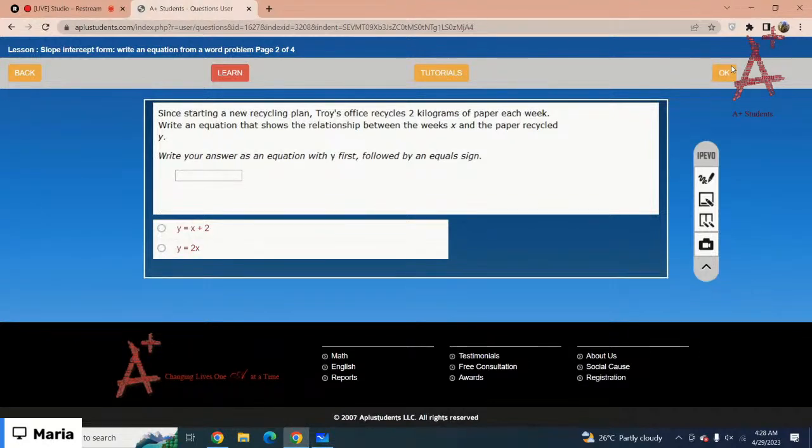Okay, since starting a new recycling plan, Troy's office recycles 2 kilograms of paper each week. Write an equation that shows the relationship between the week X and the paper recycled Y. That's the same we did in the tutorial. For week 1 it is 2. For week 2 it is 2 times 2, 4. For week 3 it is 2 times 3, 6. That means if you need to calculate for the X week, it would be 2x. So the correct option is y equals 2x. That would be the second option.